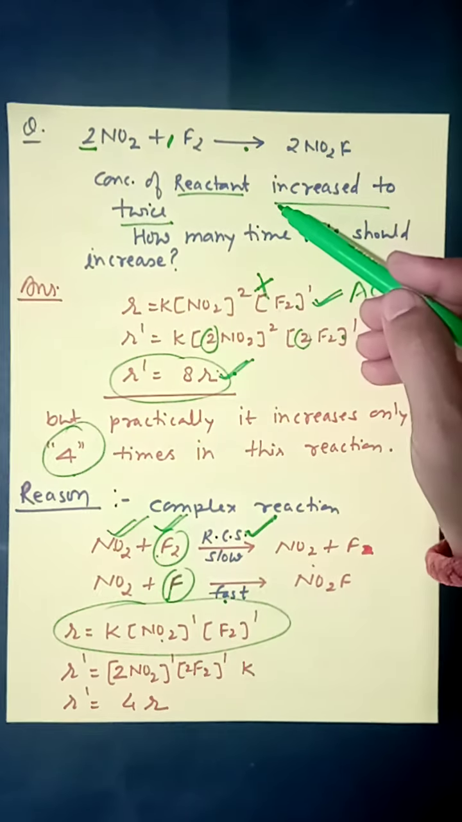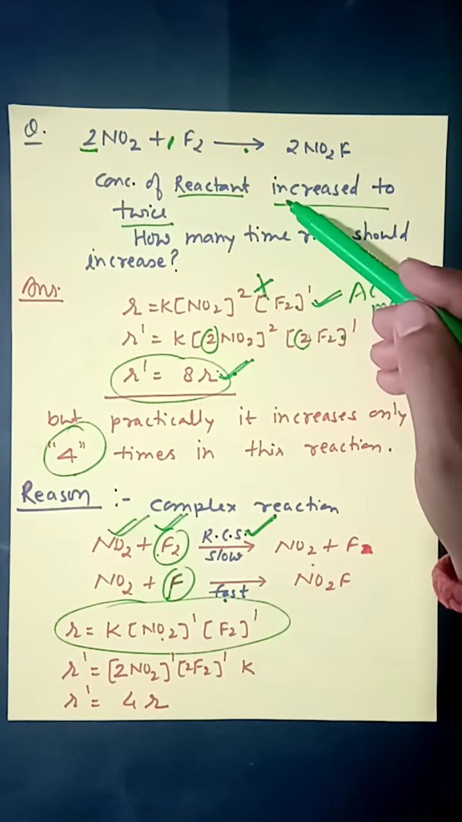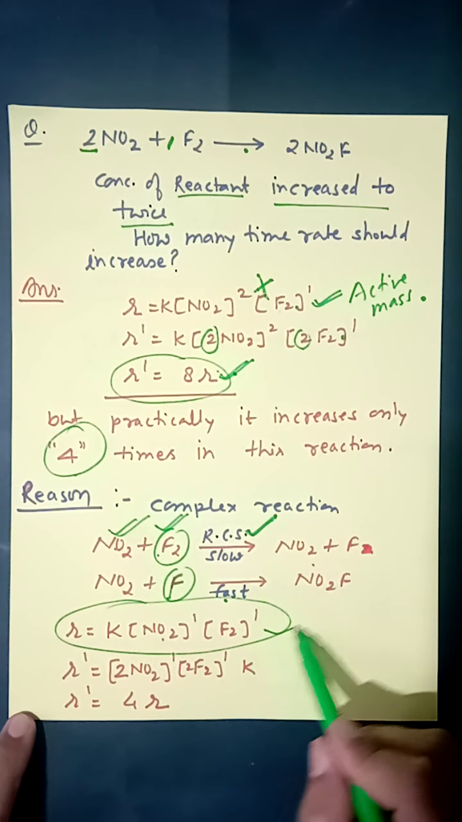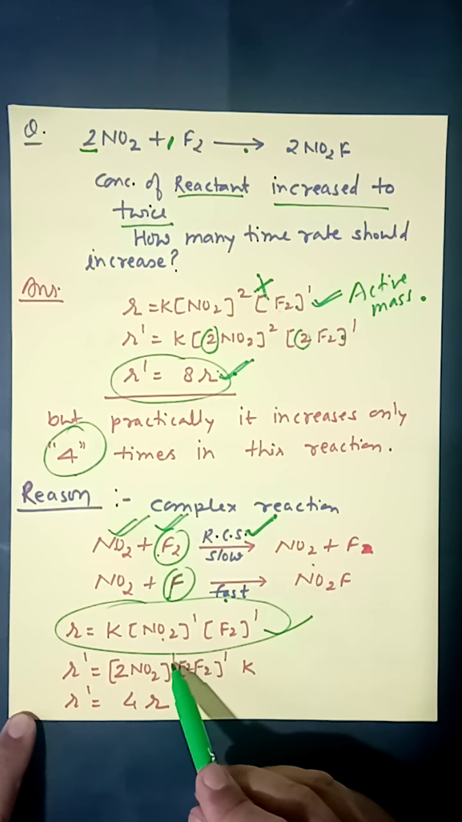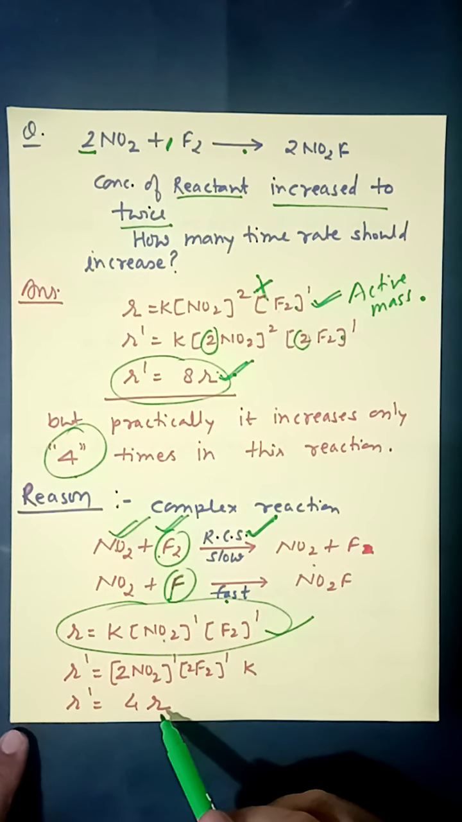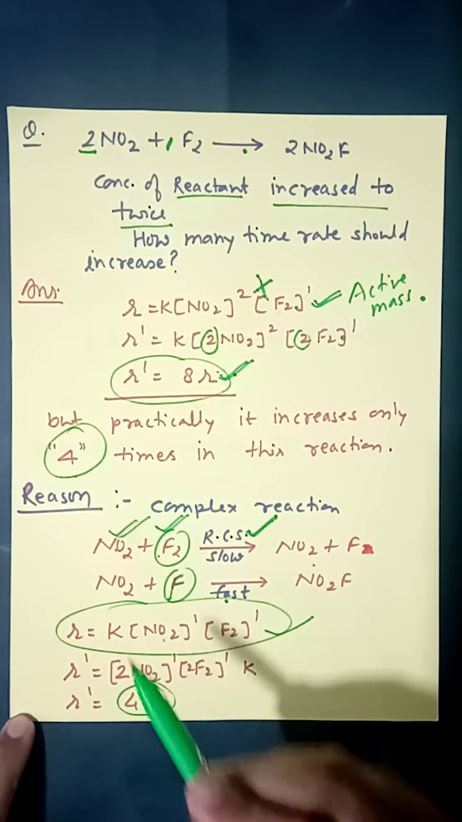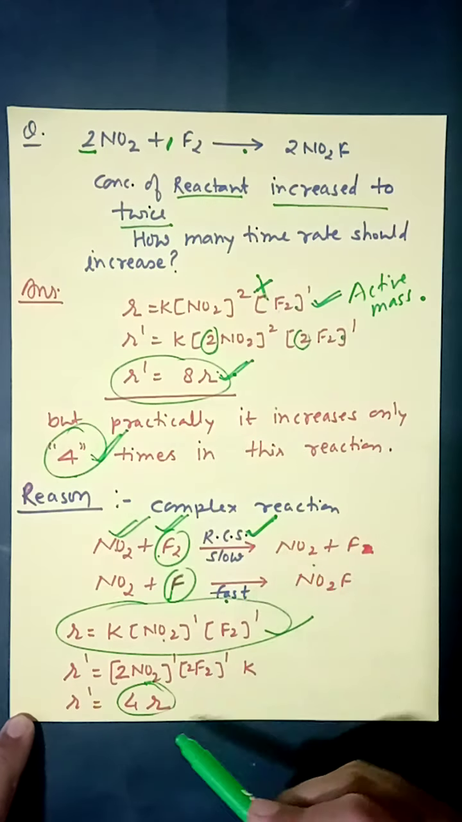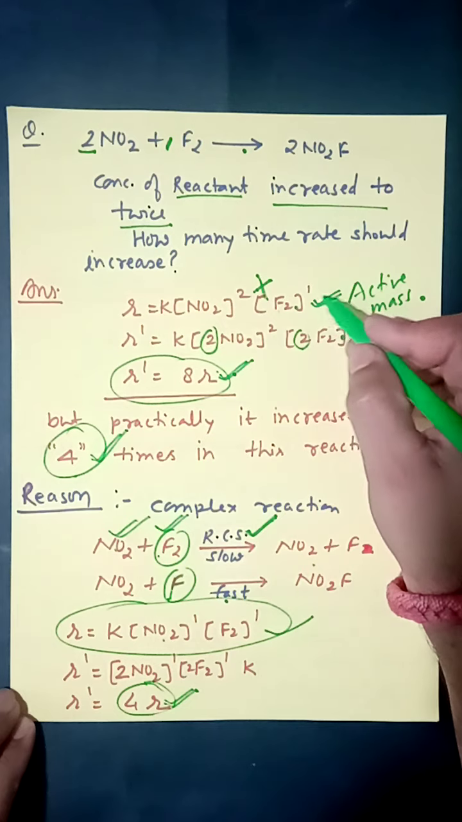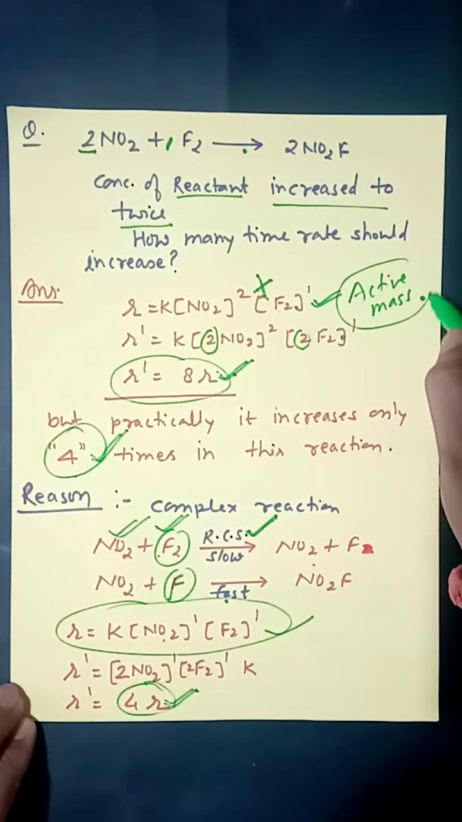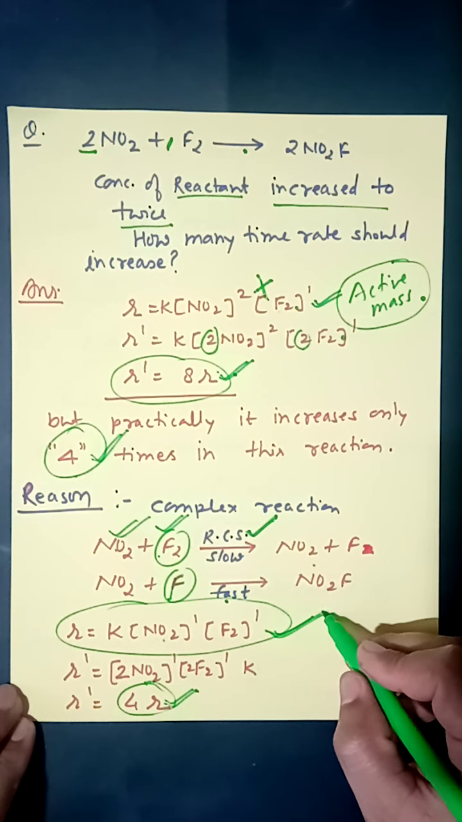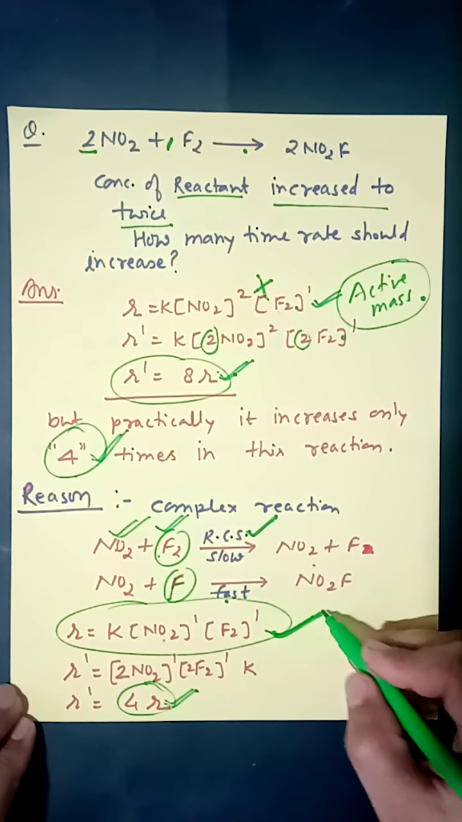Now use the question. We increase concentration by 2 times. So if I change the concentration here in this equation, it becomes 2NO2 power 1, it becomes 2F2 power 1, and therefore the rate of reaction should increase by 4 times. Practically it is increased by 4 times. Now theoretically also it is increased by 4 times. This means out of these two formulas, one on the basis of active mass, the other given on the basis of mechanism, this is the right formula.